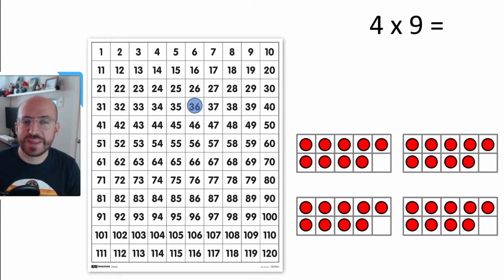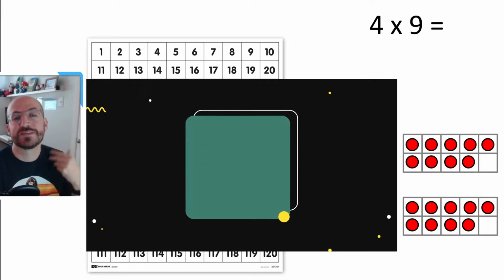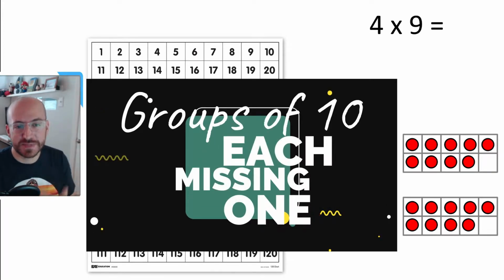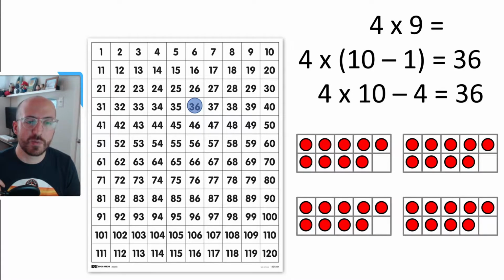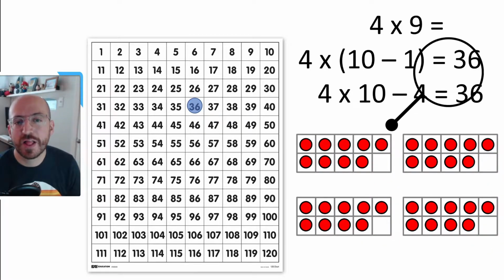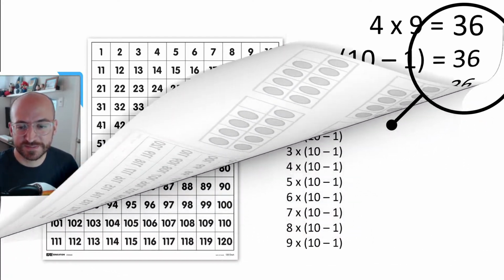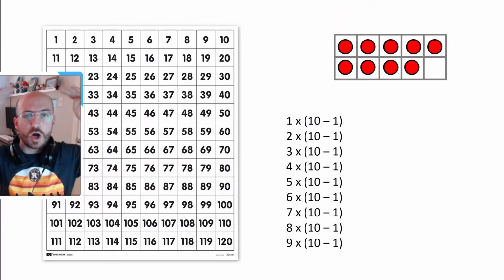Take one look at these 9's one more time, and you see it as 4 groups of 10, each missing 1. We could write that like this: 4 groups of 10, each group minus 1, or distribute that out and you'd have 4 times 10, but then we subtract the missing 4 and we get to 36.